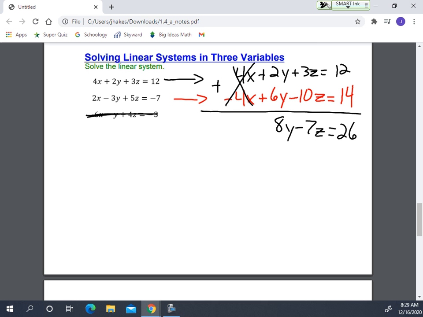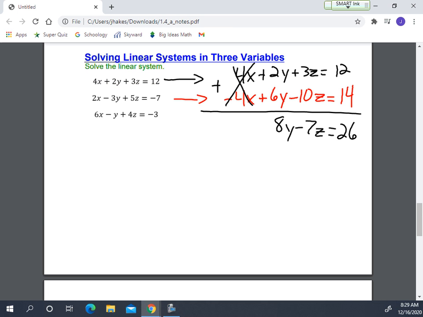Now I have an equation. I'm going to leave it there for right now. Now I have to go back and start with this bottom equation. I got rid of x my first time, and I have to get rid of x again. It doesn't matter how you do it. You can use this equation and this equation, or this equation and this equation, but we have to use the bottom equation. We have to get rid of x.